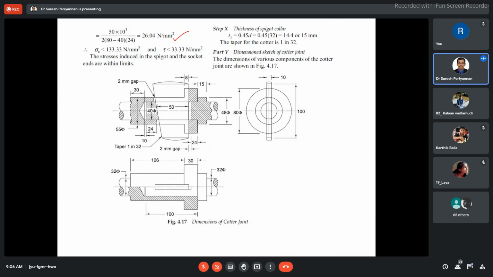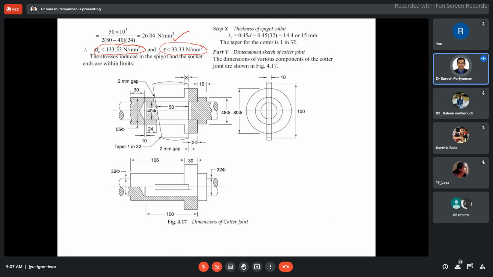Now sigma c for the socket is 133.3 Newton per mm squared. Tau is 33.33 Newton per mm squared. Our value is less than the permissible limit. Hence our spigot and socket are within the safe limit of the stresses.